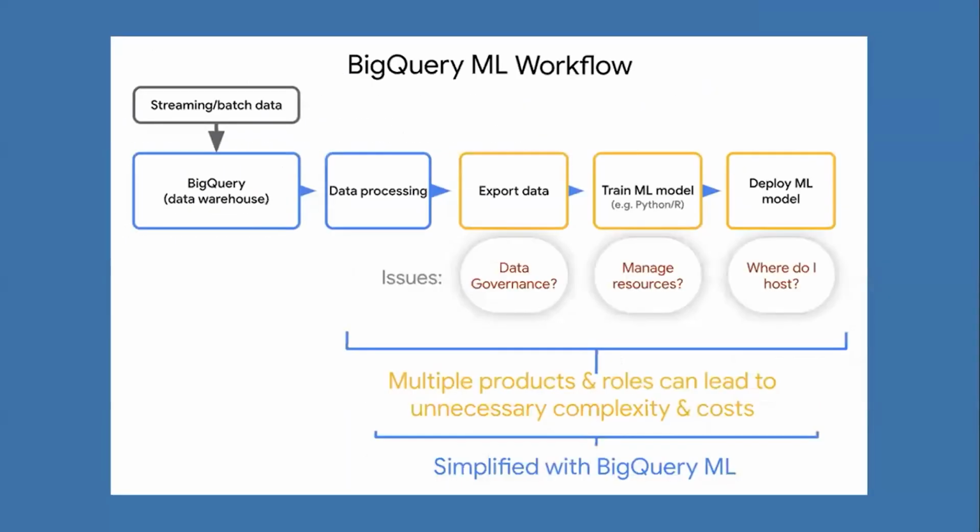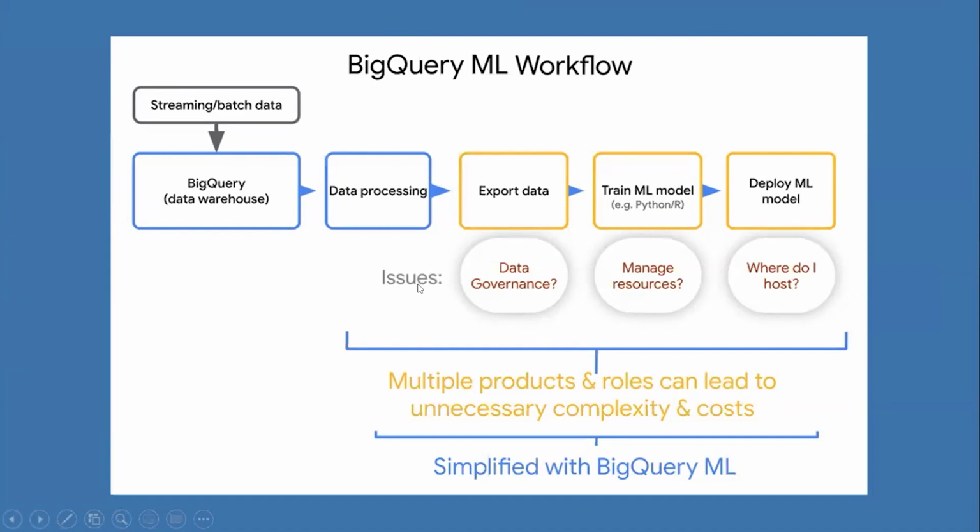If you look at my BigQuery ML flow, the streaming or batch data is made available in your BigQuery warehouse, right? You can easily upload and store the data in BigQuery because it provides that facility, and you can do the data processing. You can write a lot of queries and clean up the data, right? Then you export the data to create the model, train the ML model with Python, and deploy your model.